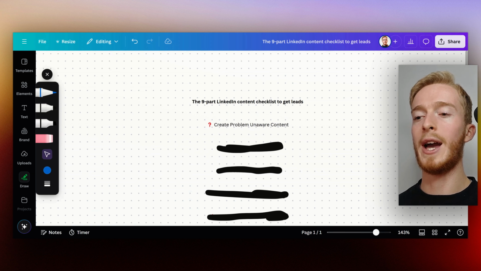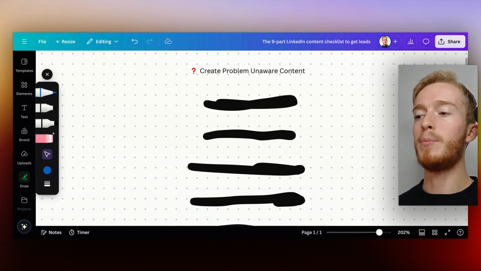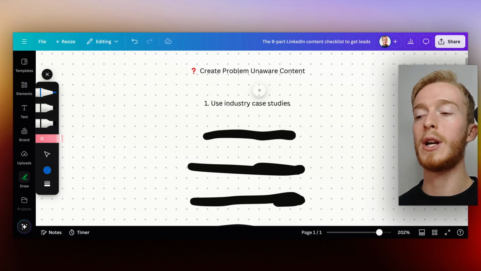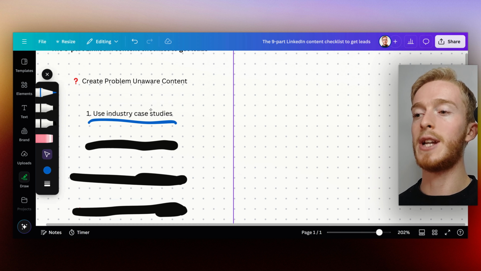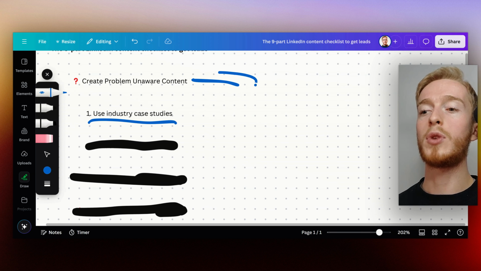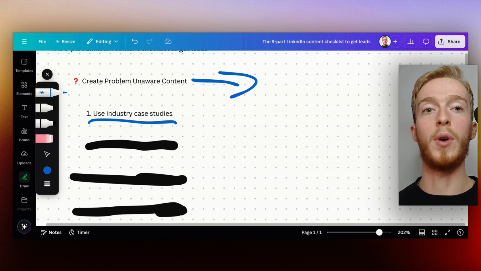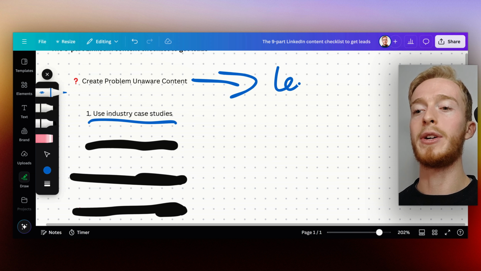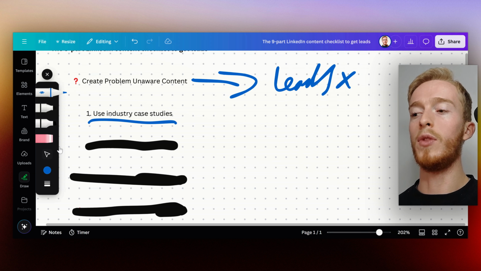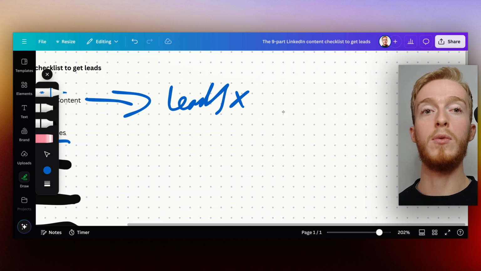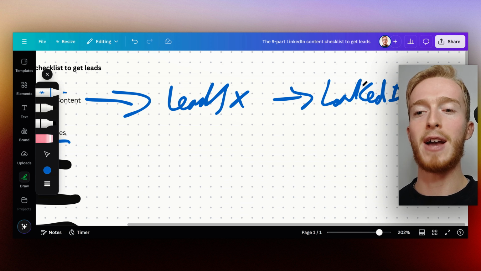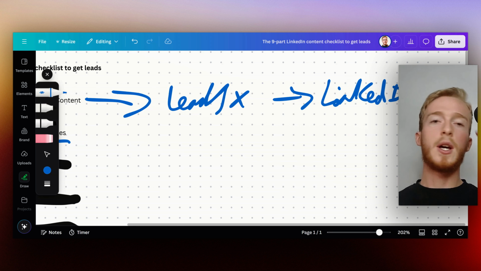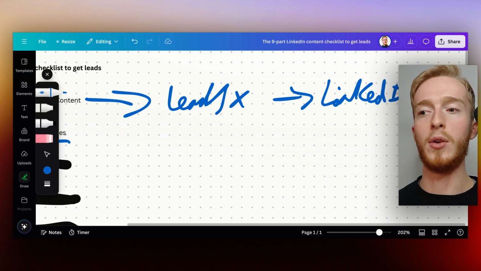One of the first areas I like to focus on when creating content is problem unaware content. When we go to create problem unaware content, what we want to do is focus on using industry case studies. Why do we want to do this? Well, for reference, problem unaware content is for people that know they have some form of problem, right? So maybe the problem is that they're not getting leads. However, what they're unaware of is that, say, LinkedIn can help them do it. And bearing in mind, my handwriting's awful, but bear with it. So that is what I mean by someone being problem unaware.